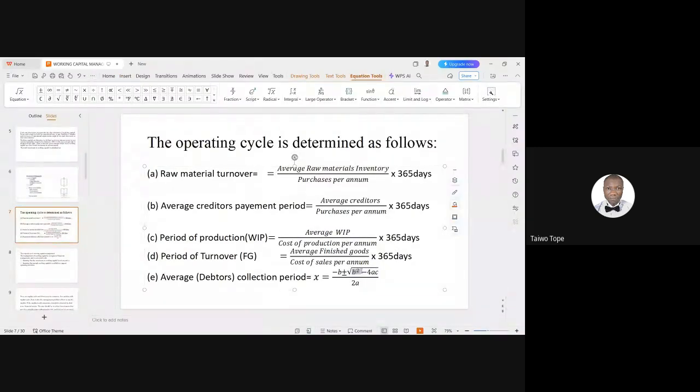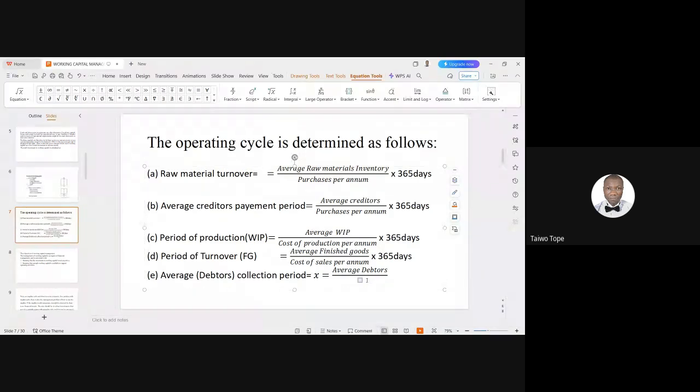So we'll now have it as average debtors collection period. It's the same with what you said. Average debtors divided by what? Divided by your credit sales per annum.